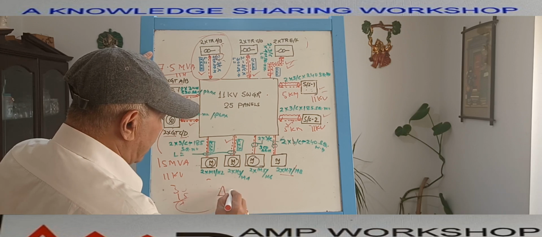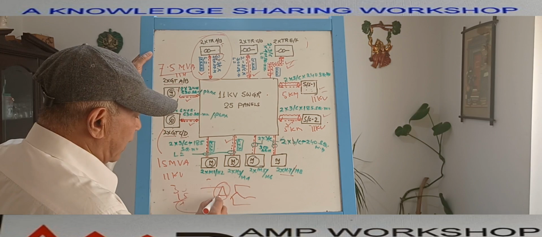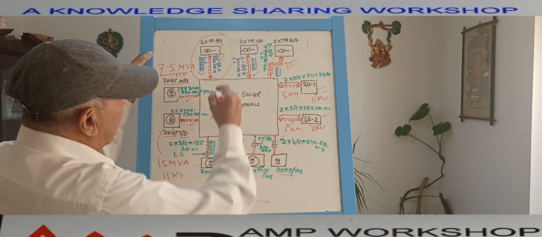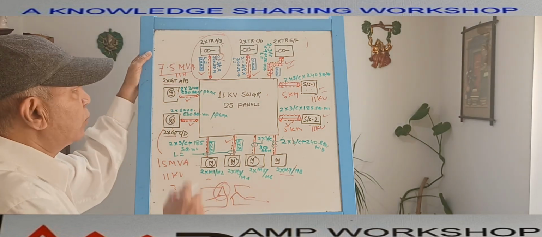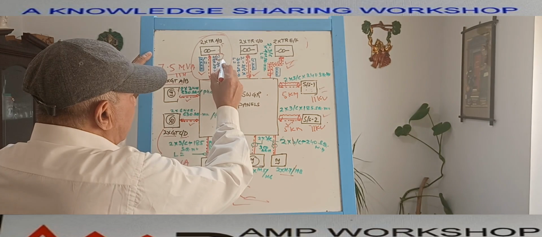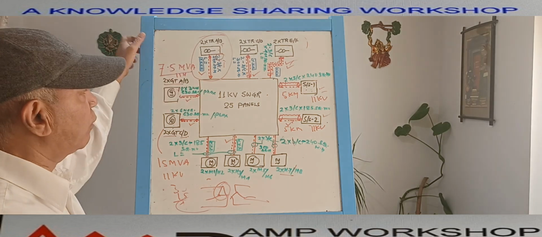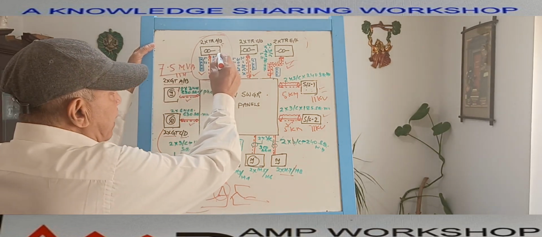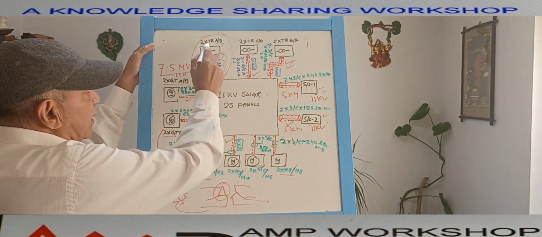So the primary side, the 11 kV side, is delta, and the other side is star. Delta means I need a 3 core cable. So this is a 3 core cable, 2 numbers of 3 core cable. What is the cable size I have considered? That is 240 square millimeter. It is 11 kV grade cable, 2 cables, because there are 2 transformers.